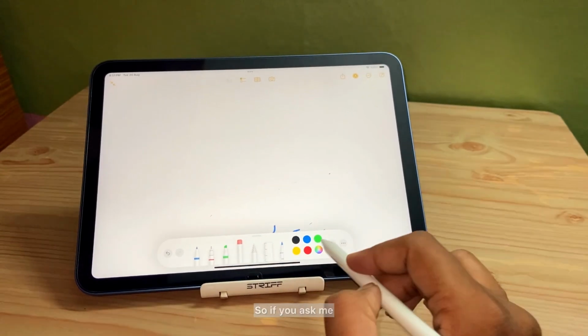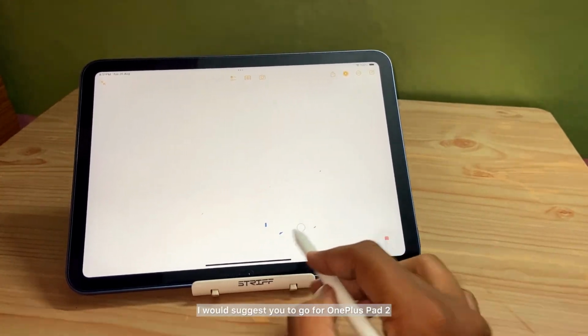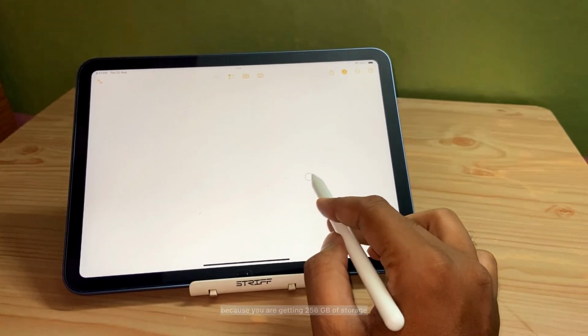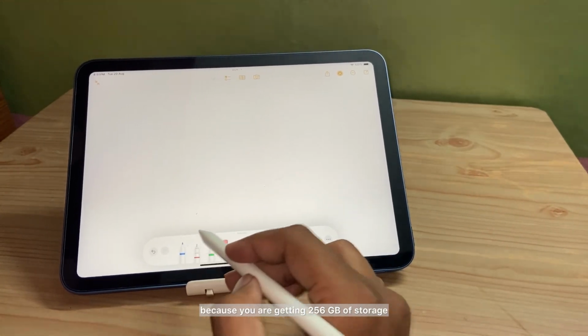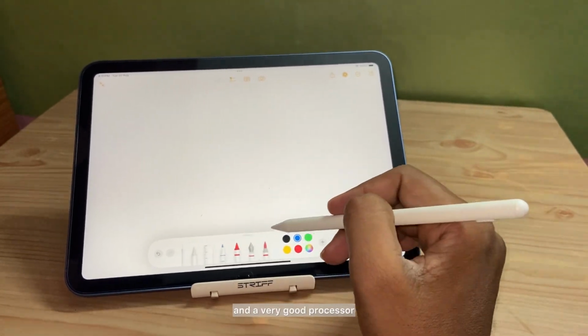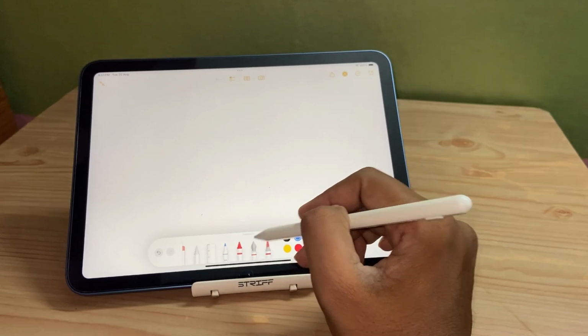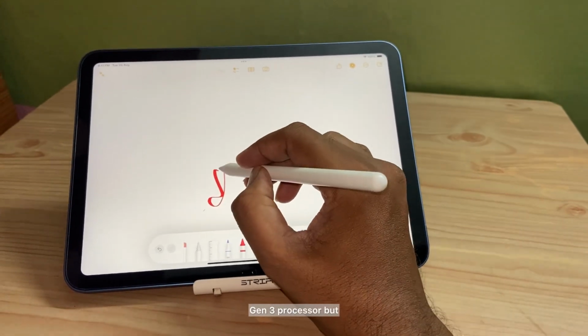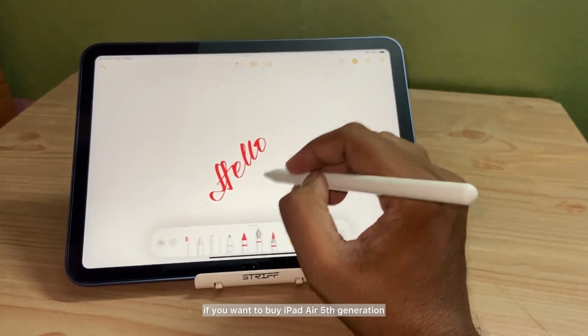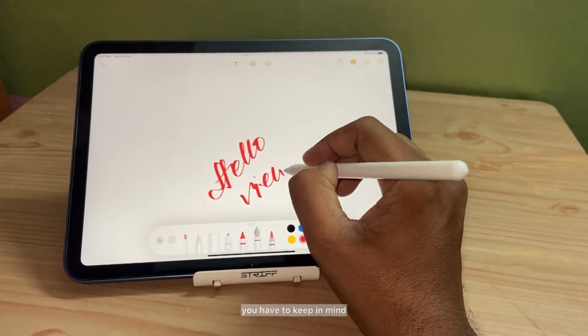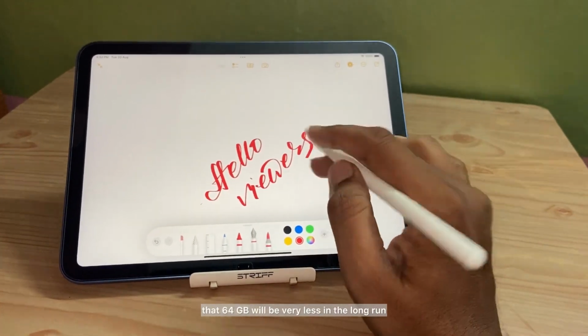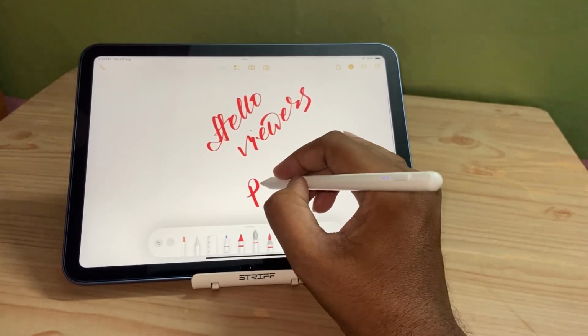So if you ask me, I would suggest you to go for OnePlus Pad 2 because you are getting 256GB of storage and a very good processor, that is Snapdragon 8 Gen 3 processor. But if you want to buy iPad Air 5th generation, you have to keep in mind that 64GB will be very less in the long run.